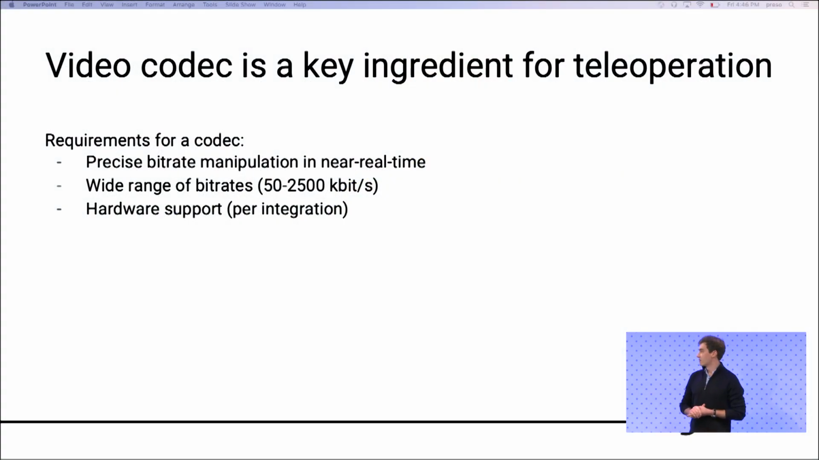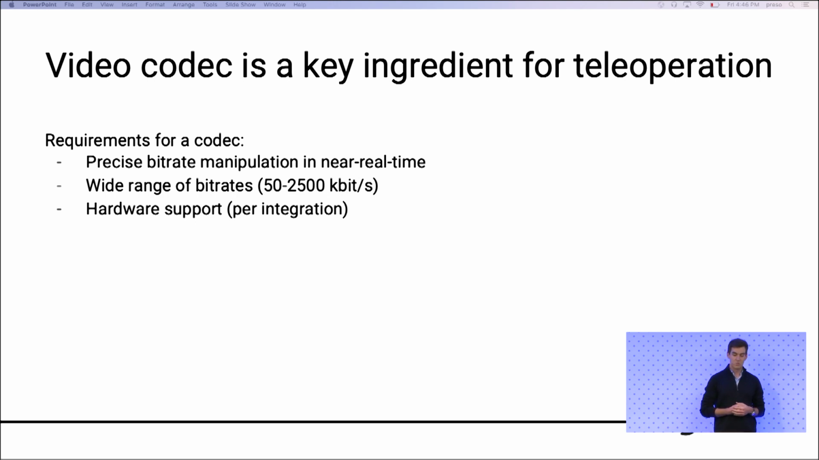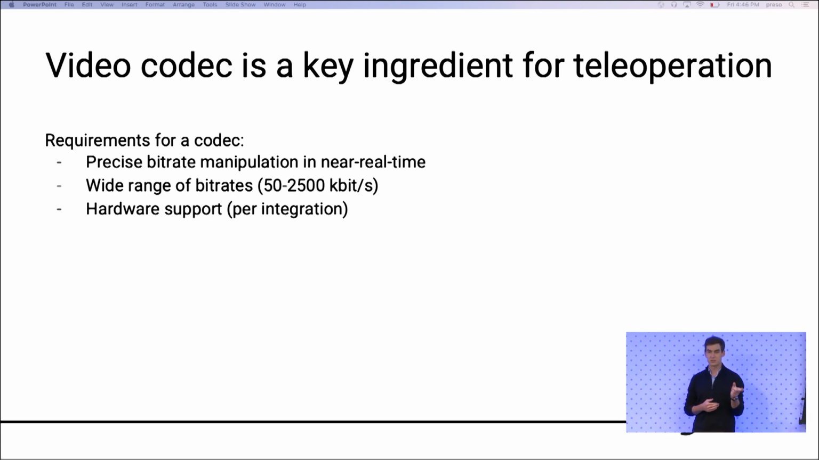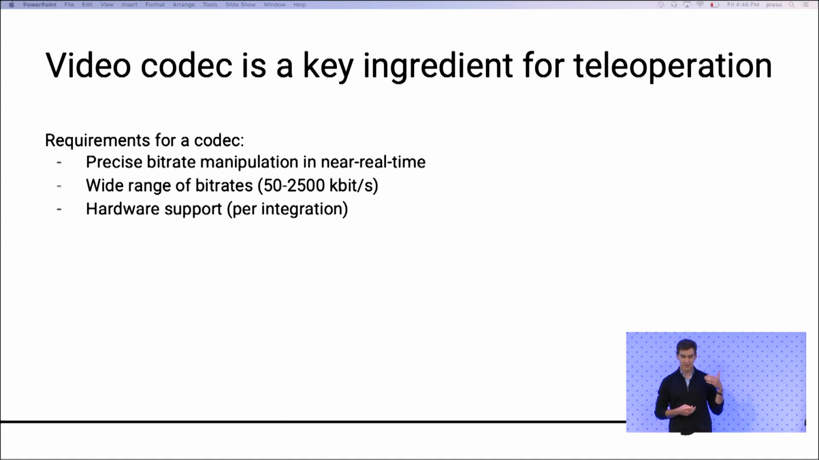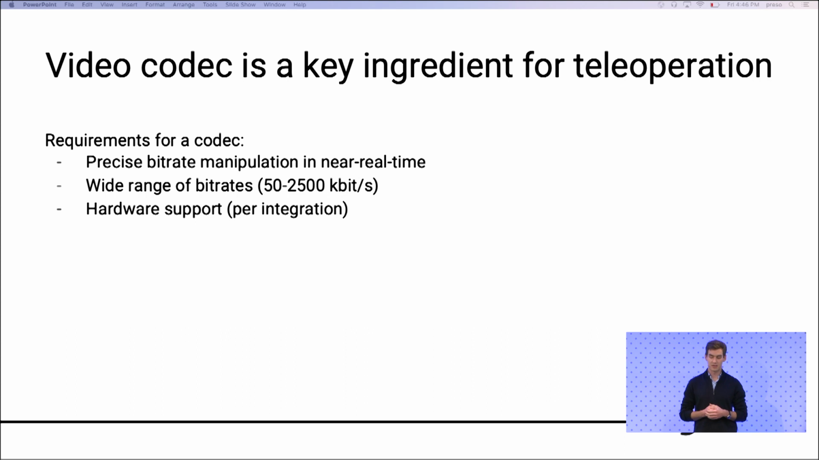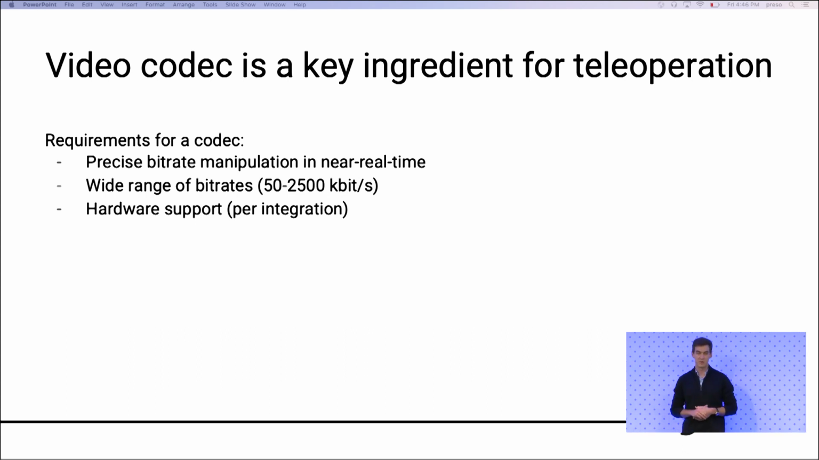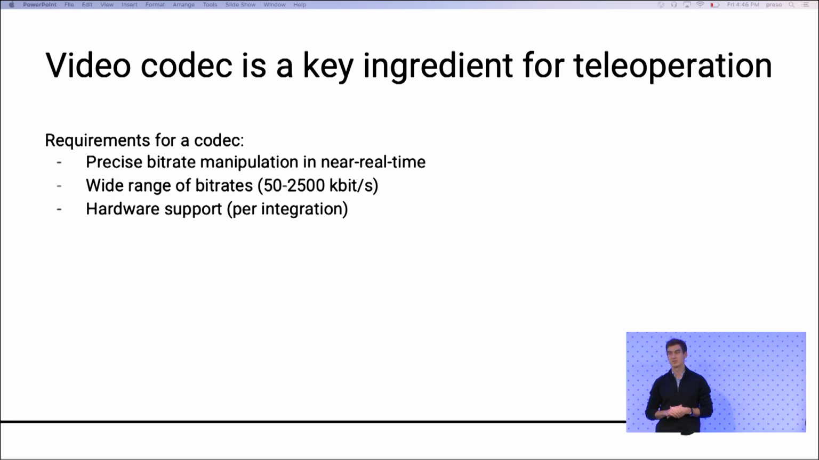So it becomes pretty clear that running a high-performance video codec is one of the key ingredients to successful teleoperation. And one of the key things that we need from the encoder is the ability to adjust bitrate in real time, mostly multiple times a second, and also have a very wide range for that bitrate control. So we can be running the encoder at a super low profile, 50 kilobits a second in extremely low network conditions, and then going up to multiple megabits a second when the conditions allow us to do so.